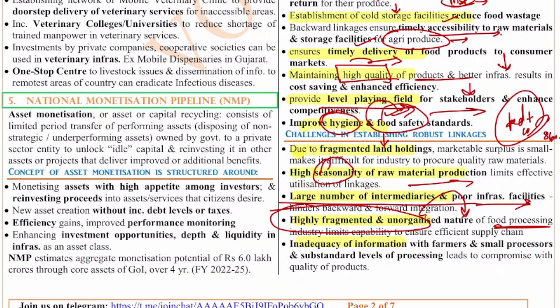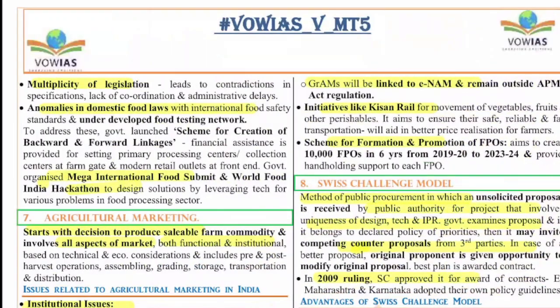Though currently with the mega food park scheme and all, about 13 mega food parks are functioning, but it's still very highly unorganized. Inadequate information with the farmers and small producers, multiplicity of legislations, poor coordination between the state and the center, anomaly in the domestic food laws with international safety, all these things are there.